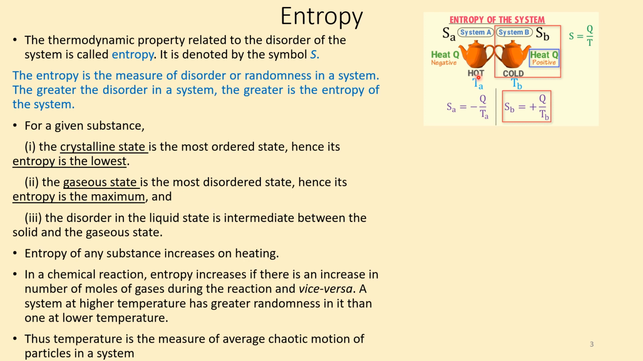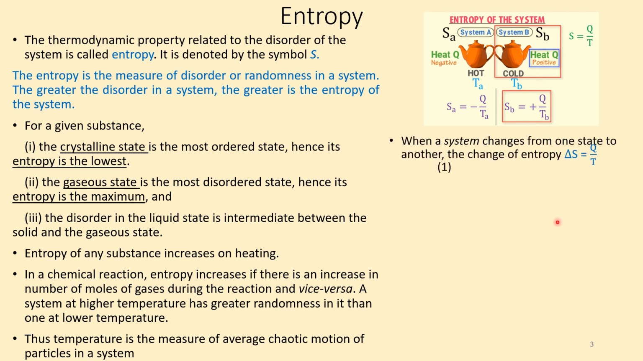Hence, for the hot body, the heat is minus Q, negative. Its entropy is negative, and the entropy of the cold body is positive because heat moves from left to right. Let the entropy of the cold system be SB and its temperature be TB. So the entropy of hot body A is SA equals minus Q by TA, and the entropy of the cold body is SB equals plus Q by TB.